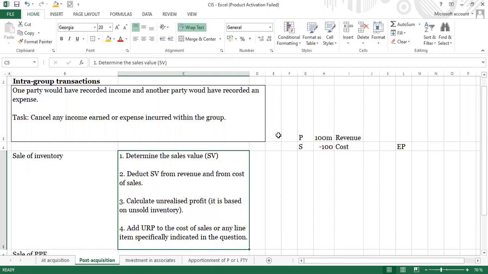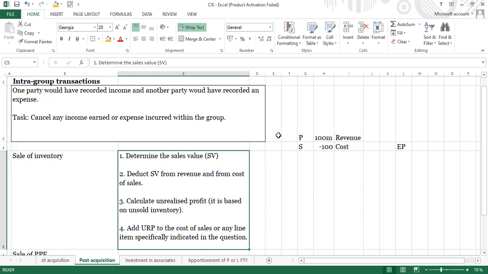So now, if you are saying I should knock off 100 million from revenue and 100 million from cost, indirectly, I have knocked off my profit already. So where does unrealized profit come in again? Have you guys passed through this under consolidated statement of financial position? We've done consolidated SOFP.